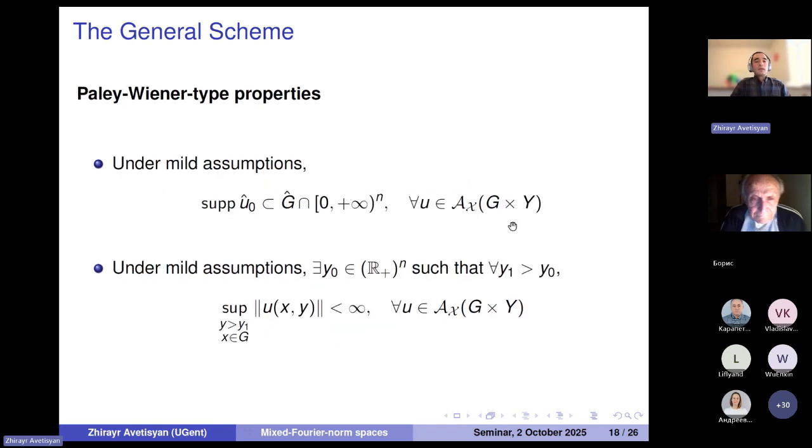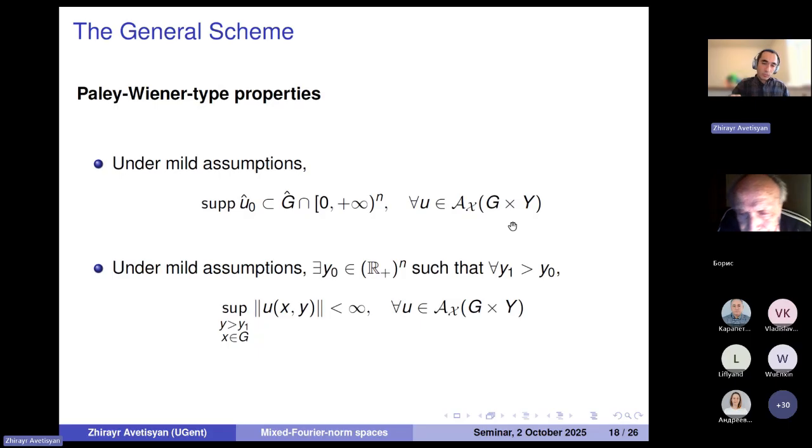Namely, under certain mild assumptions, we get that for every element of this analytic space Xi, basically every holomorphic distribution, the support of the half Fourier transform is indeed the intersection of G hat with this non-negative octant, 0 to plus infinity to the n. So every holomorphic function has this Paley-Wiener support property. Not the other way around necessarily.